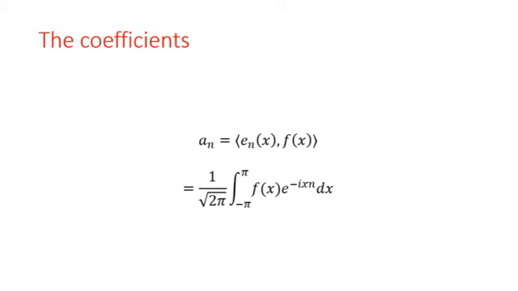As in the finite dimensional case, we can invoke the fact that the basis vectors are orthonormal to derive the coefficients. The inner product here is the standard used for the vector space R squared.